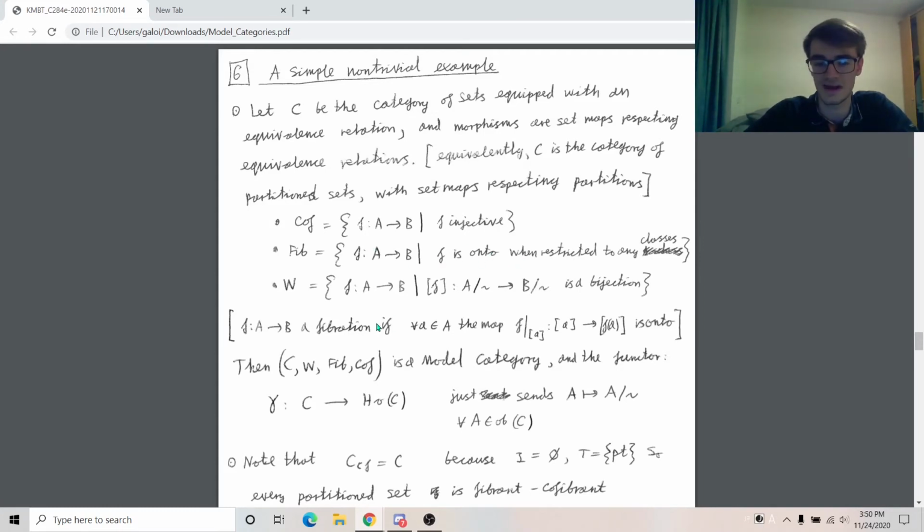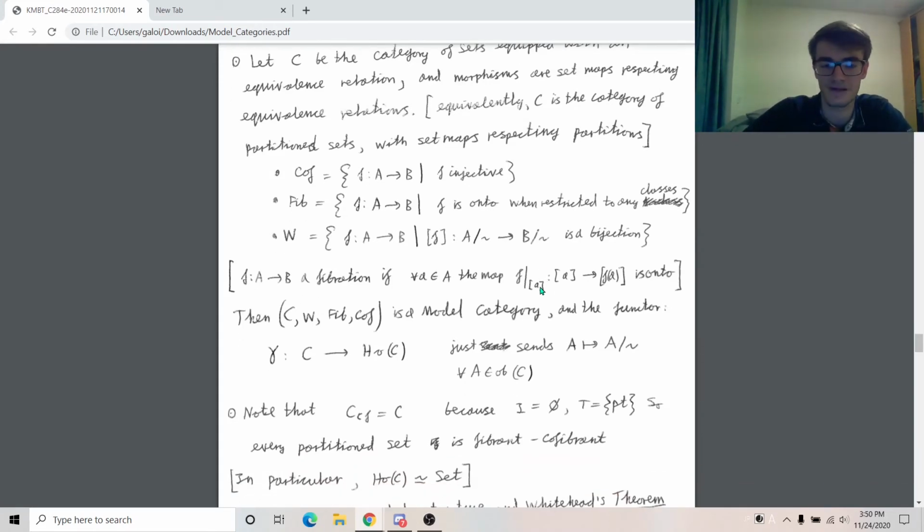Fib is the maps where if you take any class in A and you look at the class it gets sent to in B, then this particular map is onto. And W is the maps which induce a bijection on the quotient by the equivalence relation. So all the maps in C will induce maps on the quotients because they respect the equivalence relation. And I claim that the homotopy theory you get by considering this model structure is a homotopy theory of relations.